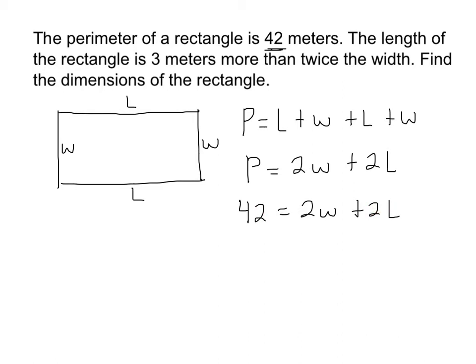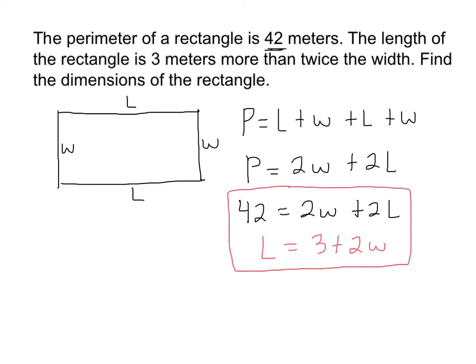Okay? But we've got a second scenario here. The length of the rectangle is 3 meters more than twice the width. Okay? So the length is 3 meters more than twice the what? The width. Okay? And so now what you have here is a system of equations. Now they've already told you what the length equals. So the easiest thing to do would be to plug that in for what? L in the other equation, right?